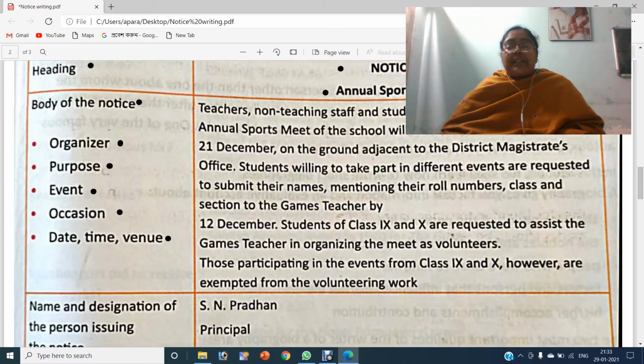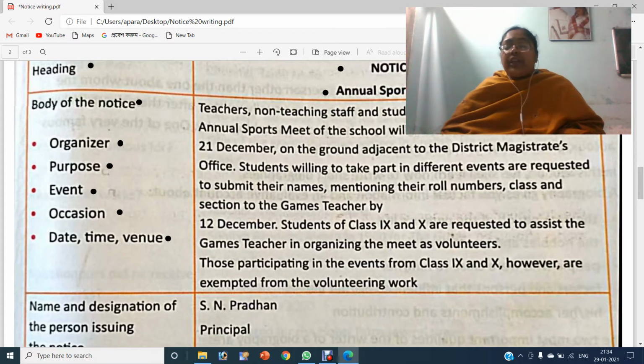Students of class 9 and 10 are requested to assist the games teacher in organizing the meet as volunteers. Those participating in the events from class 9 and 10, however, are exempted from the volunteering work.